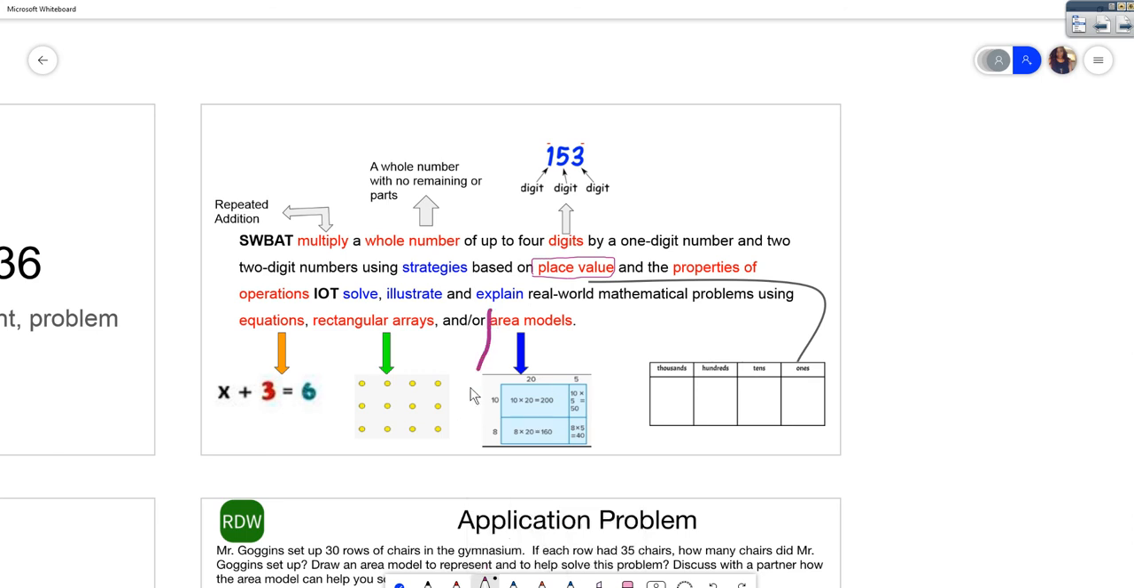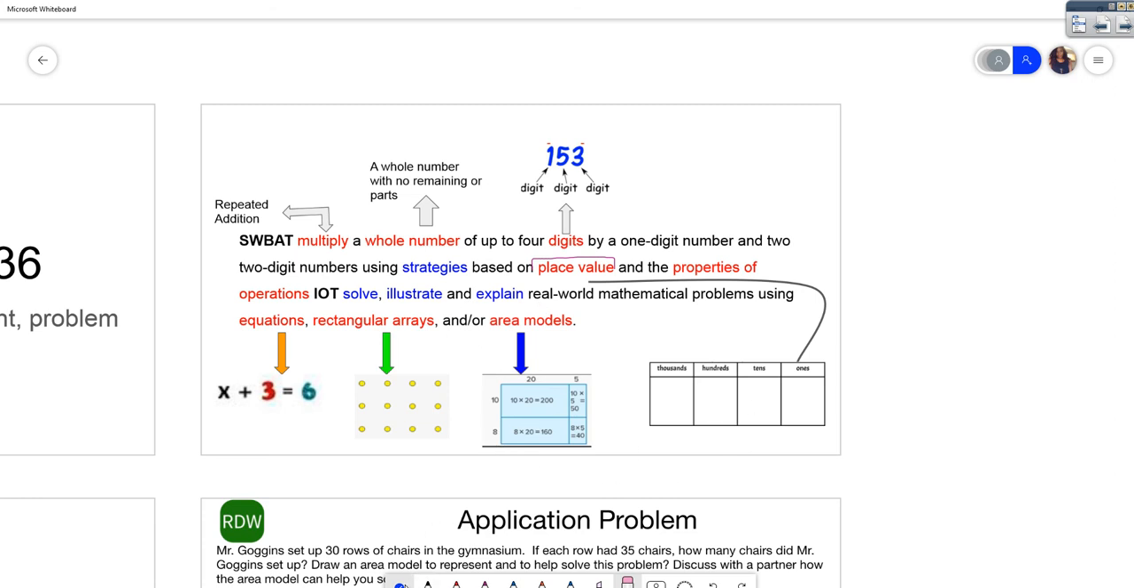This is an example of the area model. What we should remember with the area model is length times width. How long something is and how wide something is. We talked about this earlier this year when we talked about rectangles. So the shape we will use for our area model is a rectangle.